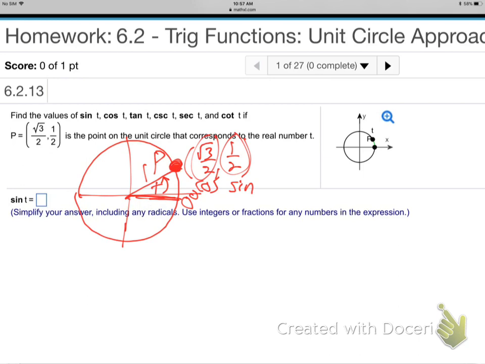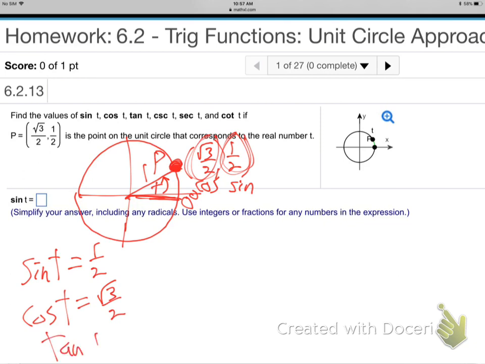So they give me that, and they say, okay, what's the sine of the angle t? Well, it's right there. It's the half. It's just the y coordinate. What's the cosine of the angle t? Well, it's just the x coordinate, the root 3 over 2. Okay, what's the tangent? Does anybody remember what tangent? Yeah, tangent. It might be helpful.